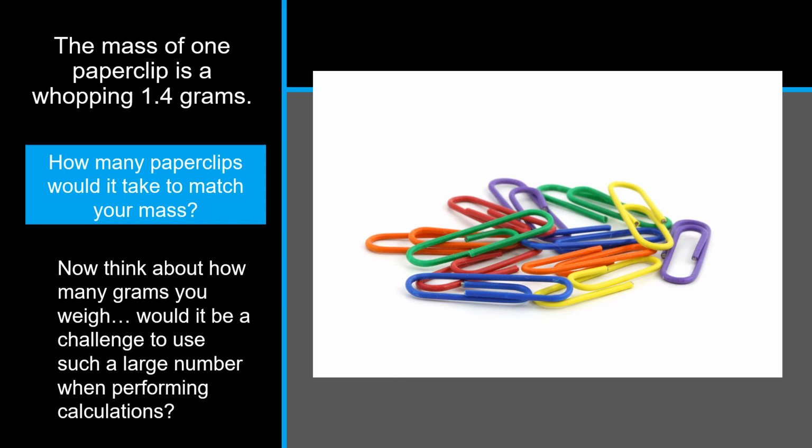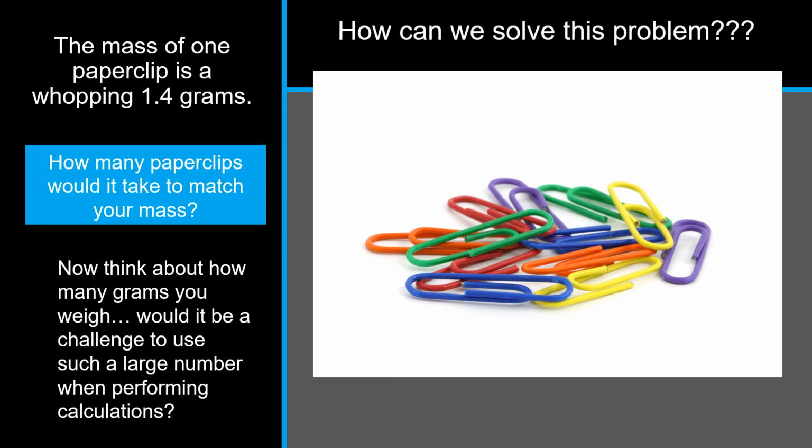It would be a challenge to use such a large number when performing calculations. So if I was using the number of paper clips that represent our mass in grams, we're looking at a number with lots and lots of zeros at the end. How can we solve this problem? How can we make our calculations in chemistry easier when we're using numbers that are either really, really big or really, really small? Any ideas?